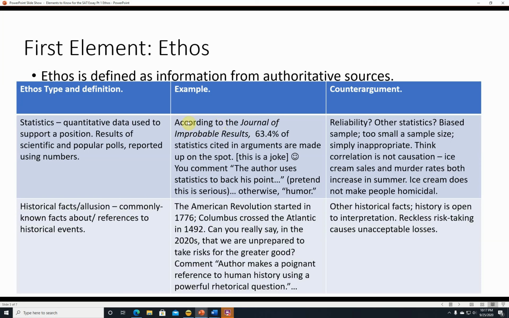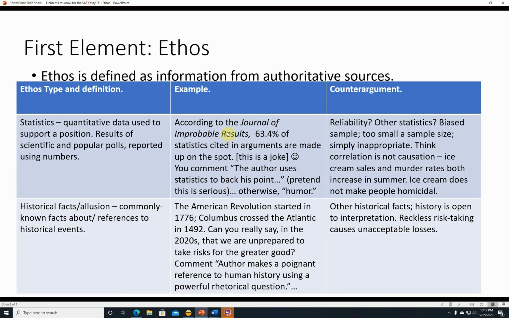So here's an example. According to the Journal of Improbable Results, 63.4% of statistics cited in arguments are made up on the spot. In case you couldn't figure it out, that's a joke. So you could respond to that by saying something like, the author uses statistics to back his or her point, pretend that this is serious. Otherwise, you could say humor.